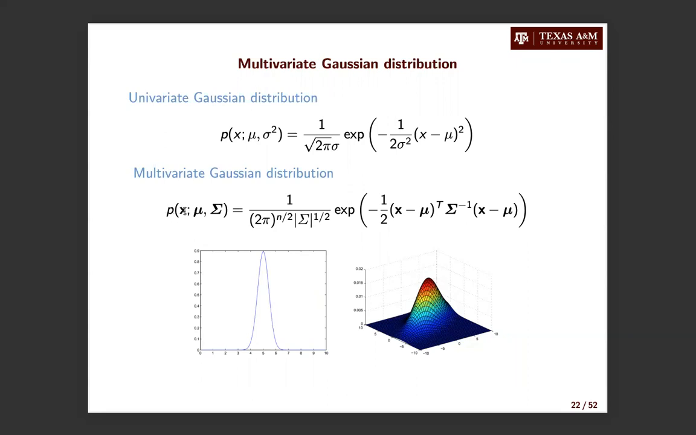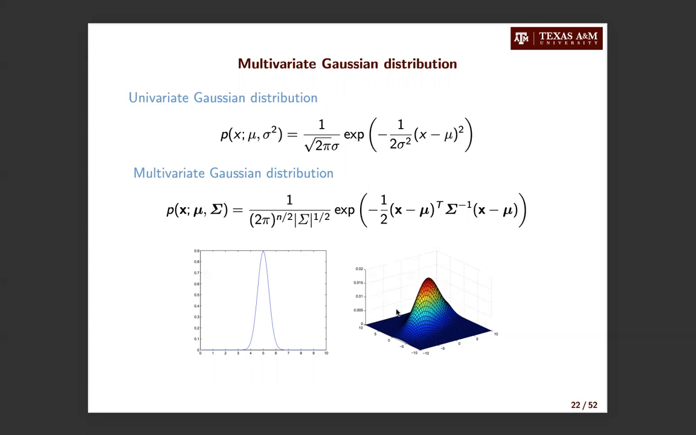So the variable space here can be a d-dimensional variable space, and the multivariate Gaussian distribution is parameterized by a mean, which is a vector that has as many elements as the number of variables of the Gaussian distribution, and the covariance matrix sigma, which is a square matrix, and its dimensionality is again as many as the number of variables of the Gaussian distribution.